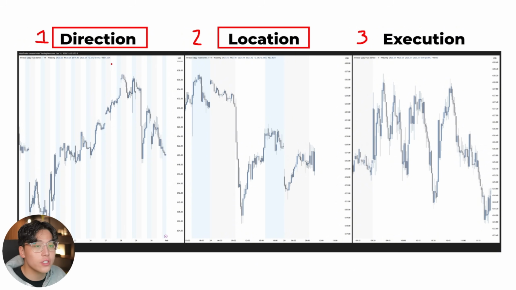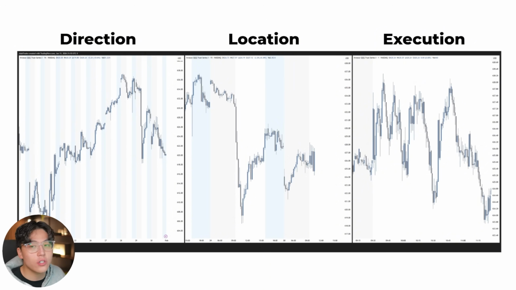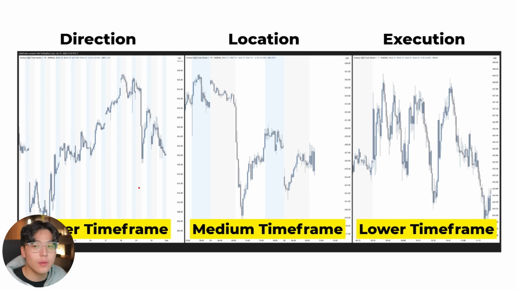It's very important to understand that we have to go in order. We have to understand the higher time frames and then go into the location and then go on to the execution. We cannot go backwards. We can't start off on the execution and then work our way back to the location and then work our way back to the direction. Now we understand the direction, the location, and the execution. What are the timeframes and how can we split it up? The timeframes can be broken down into the higher timeframes, which is the direction, the medium timeframe, which is the location, and of course the lower timeframes, which is our execution.